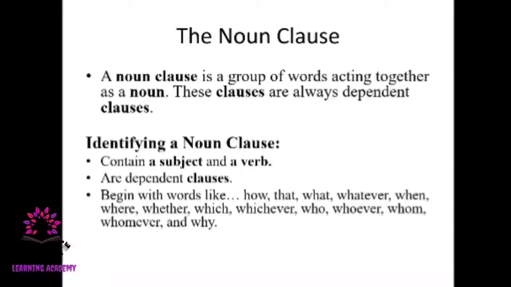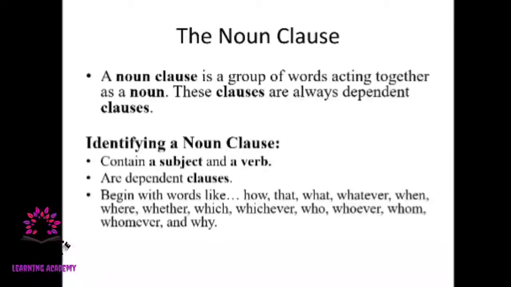Next, we'll learn the noun clause. A noun clause is a group of words acting together as a noun. These clauses are always dependent clauses. When you see a sentence, you find that the parts of the sentence are dependent on each other. So it's a bit tough one, but I will help you find out the noun clause.